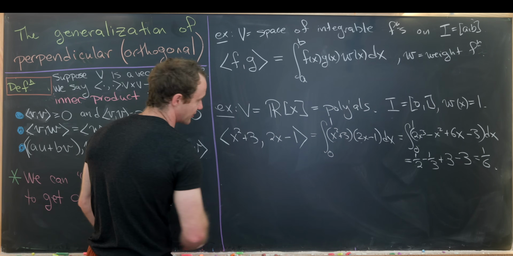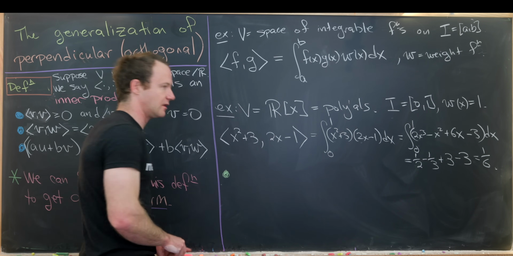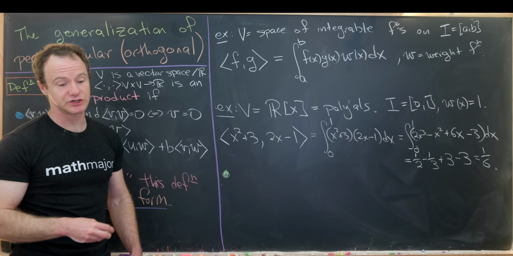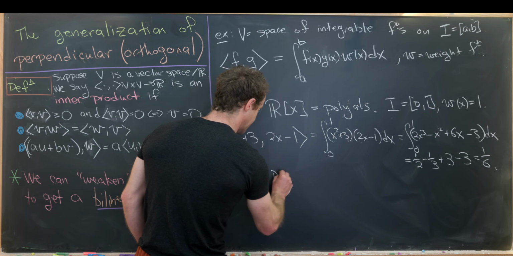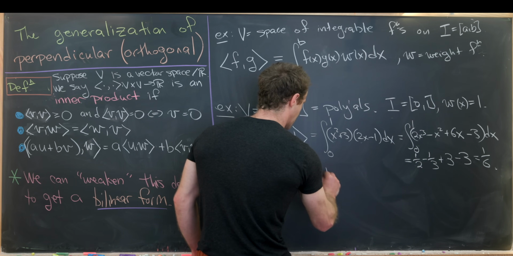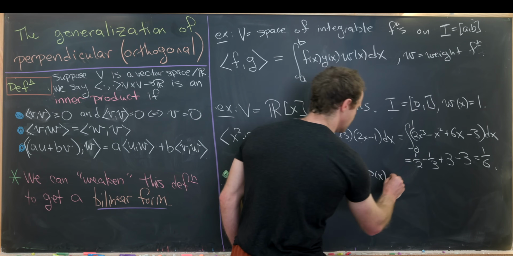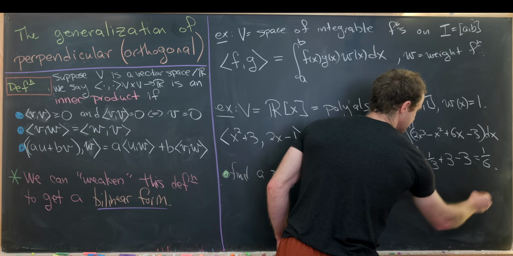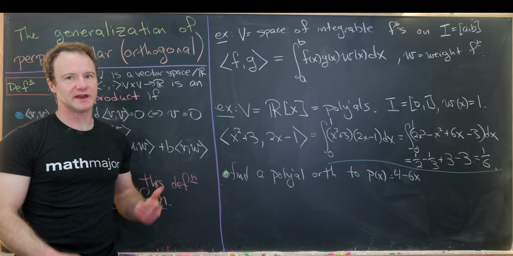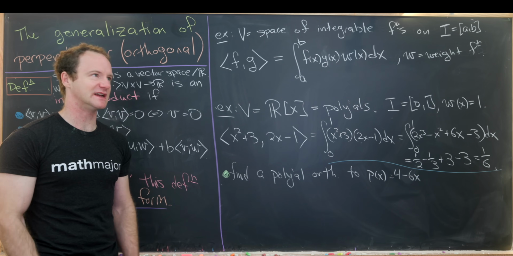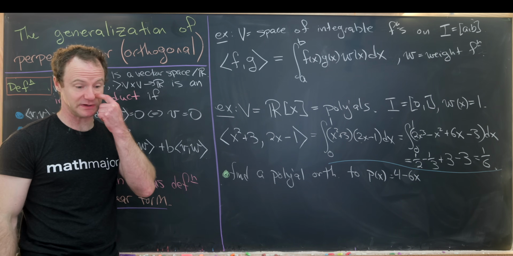Okay, so let's build another example off of this. And let's say we want to find a polynomial which is perpendicular or orthogonal to a given polynomial. So let's find a polynomial orthogonal to, let's call this polynomial p of x, which is equal to 4 minus 6x. Great, so let's do a little bit of separation right there. So a priori, this polynomial could have arbitrary degree, but we're going to assume that it's linear, which after working through a couple of steps with an arbitrary degree, you'll see that it kind of has to be linear.